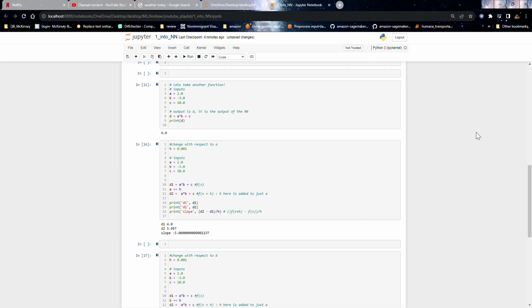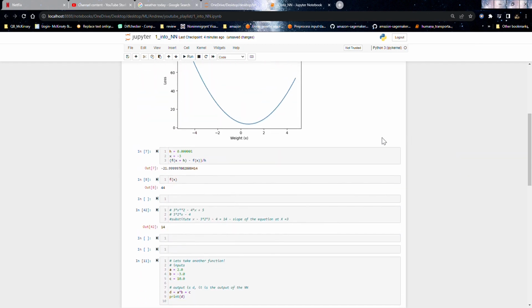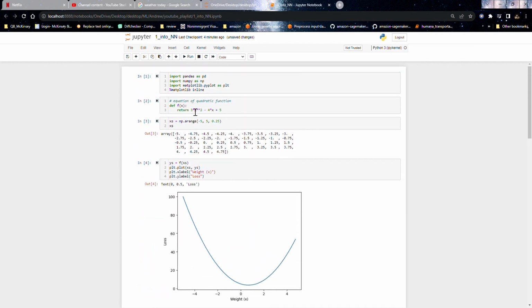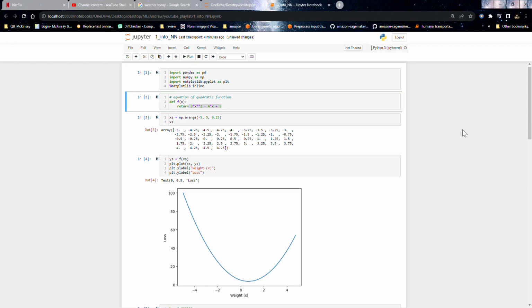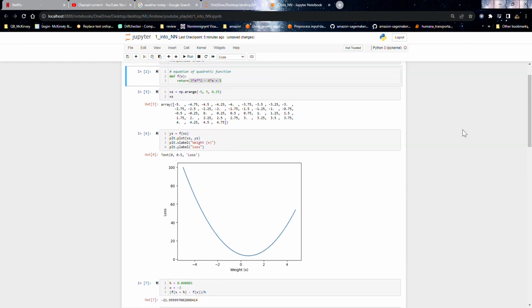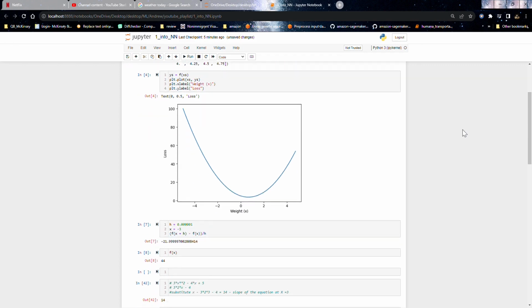In our previous video, we went through a quadratic function, 3x squared minus 4x plus 5, where we tried to extract the derivative of the function so that we could know how much the function changes when our inputs are changed by some factor.